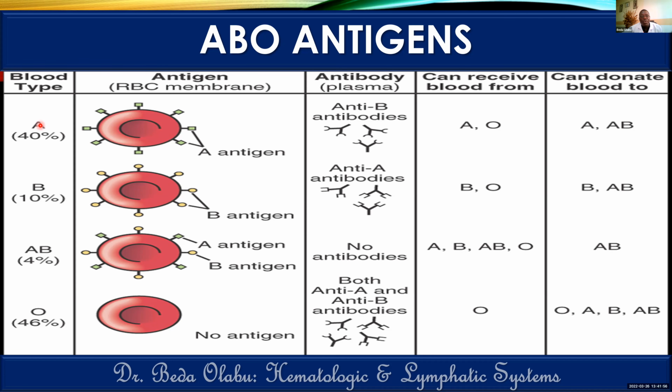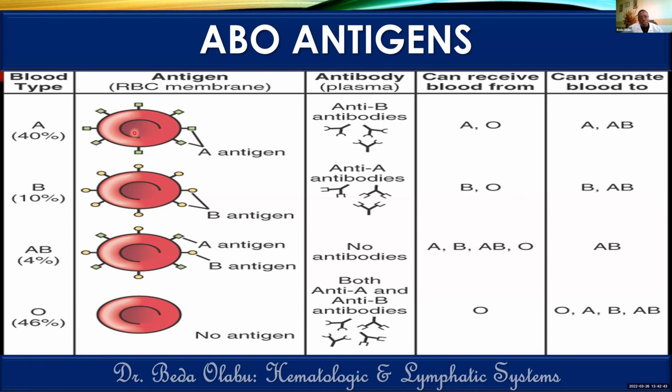So somebody who is blood group A has antigen A within the bloodstream. That person can donate to somebody who is blood group A. Why? Because somebody with blood group A does not have antibodies against A. So that person can actually donate to that person. Someone who is blood group A can also donate to someone who is blood group AB. Why? Because somebody who is blood group AB, again, does not have antibodies against A.